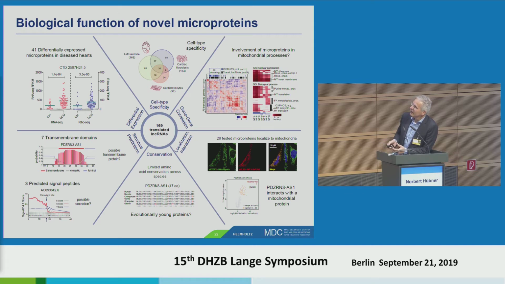Last but not least, some of these microproteins are super interesting from their predicted features because they are predicted to be either signal peptides or transmembrane domains, and some of them are also predicted to be released from the cell and may represent factors that are important for cell-cell communications.